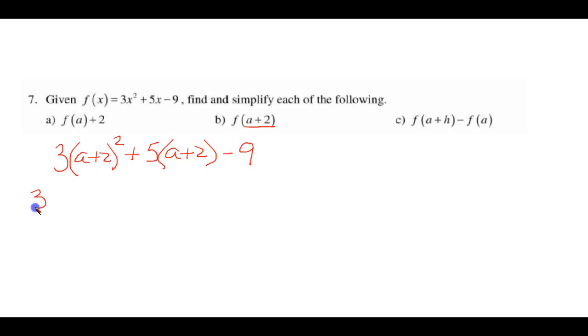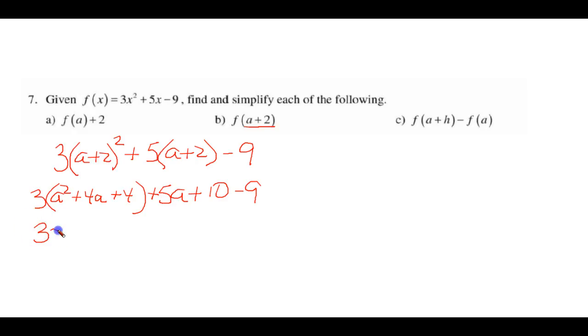So the first thing we have to do then is to expand this binomial. So this becomes a squared. Multiply these together, double it, plus 4a, square the 2, plus 4. And we can just write this out here now. This is going to be 5a plus 10 minus 9, and clear parentheses here.